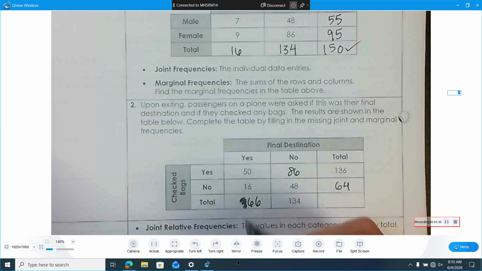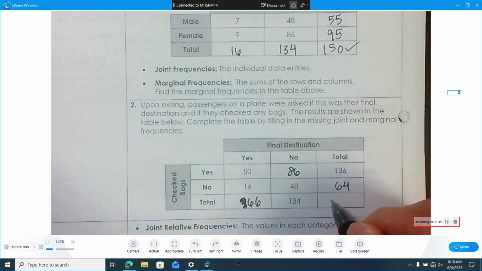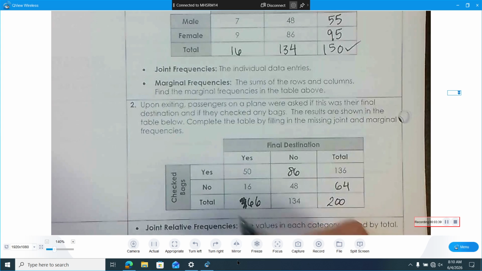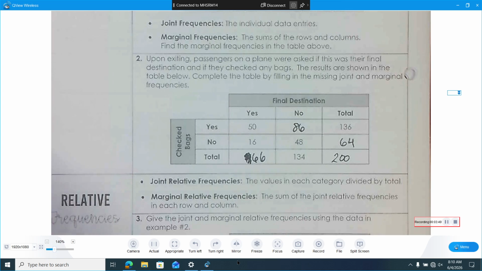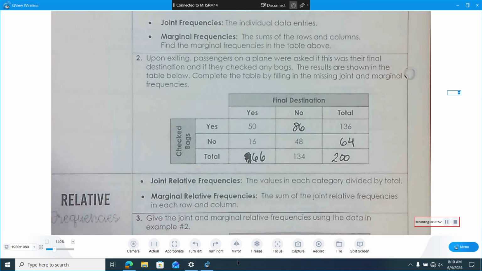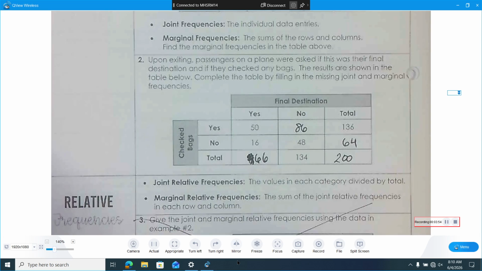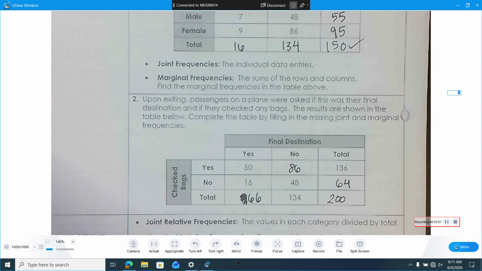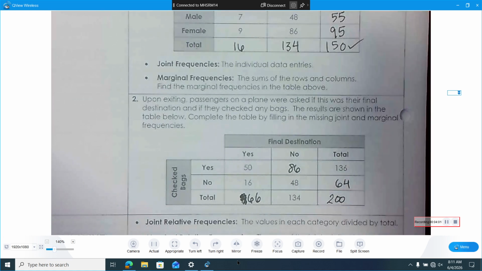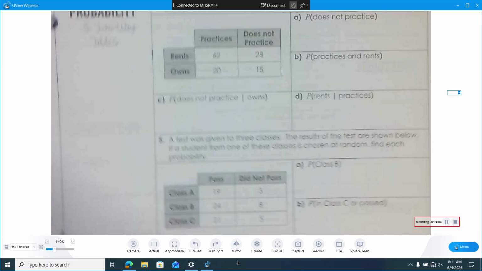And then, of course, I can also total both directions and make sure they work. That makes sense. 200. Yeah, 200. We can also create what's called a relative frequency table, but we're not going to bother with that because it's unnecessary. But we will be completing tables and answering questions about tables, which is pretty easy reading. All right. So turn the page.